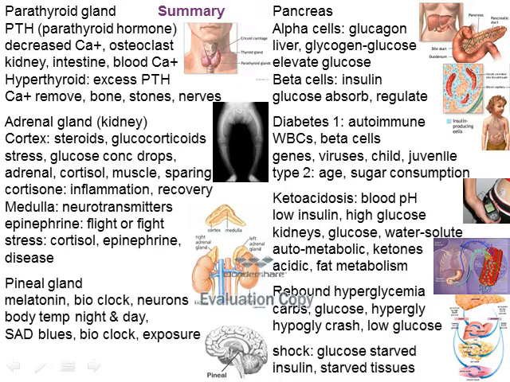Rebound hyperglycemia, this is one that's controllable. It's related to dietary intake of carbohydrates, followed by the crash or the hypoglycemia. And shock, where glucose-starved cells especially are affected in the brain.